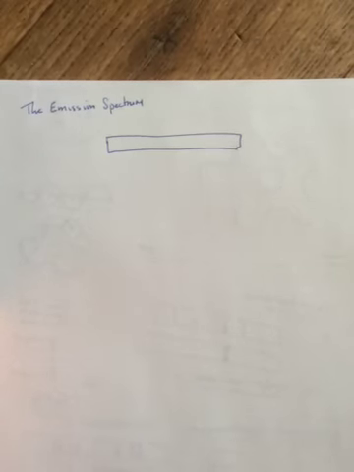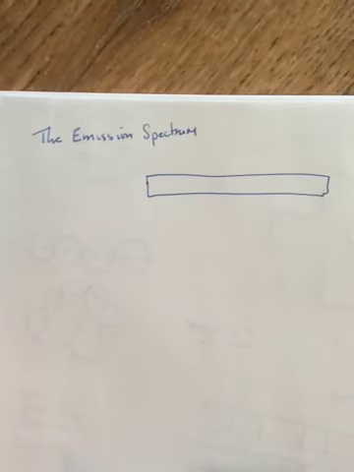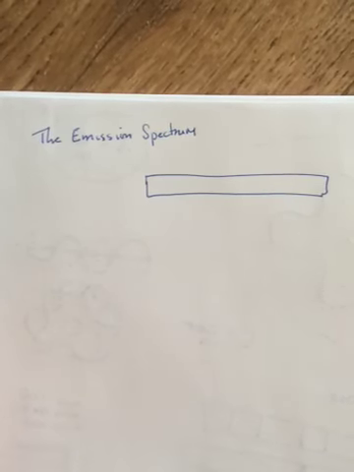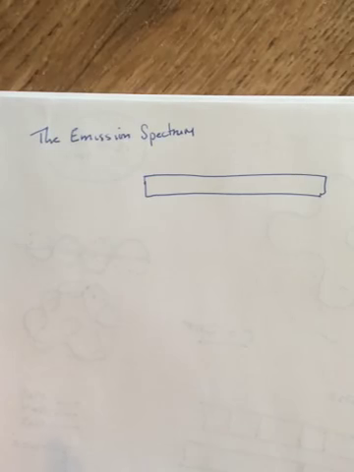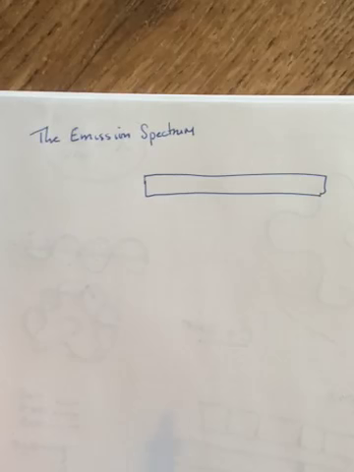Okay, so back to the emission spectrum, which is where we left off in the last video. The emission spectrum is the light that's given off when you take a gas of any element and heat it to the point of incandescence, to the point that it gives off light. And then you look at that light through a prism. And we have what are called spectroscopes.